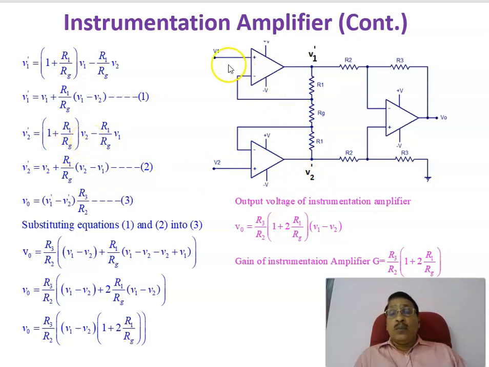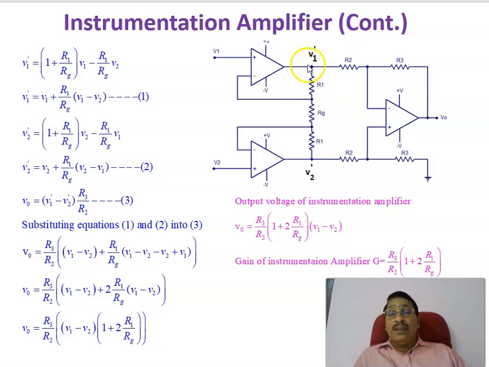Then in the second case, when V1 is present, V2 is grounded. When V1 is present, you get V1 here, and this is grounded. Therefore the output is equal to minus R1 by RG into V1. Reducing that, you get the equation for V1 dash. From this equation you get V1 dash, and similarly from this equation you get V2 dash. That is, V1 dash and V2 dash are found by applying the superposition theorem.